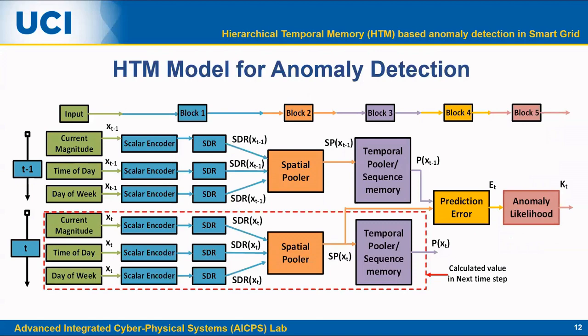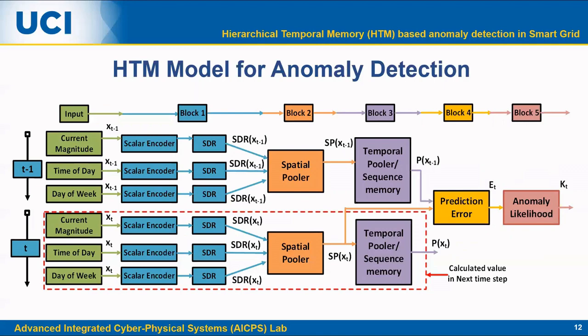This is the whole pipeline of the HTM model for anomaly detection. If you start from the left, you can see that different input signals like the current magnitude, time of day, and day of week are converted into three different SDRs by using the scalar encoder. The spatial pooler learns the spatial information from these SDRs and produces another SDR that is given as an input to the temporal pooler memory.